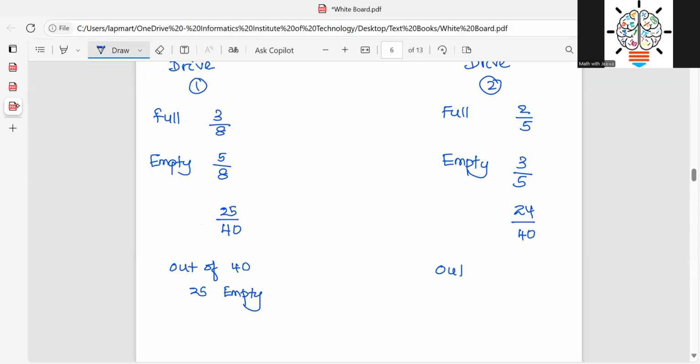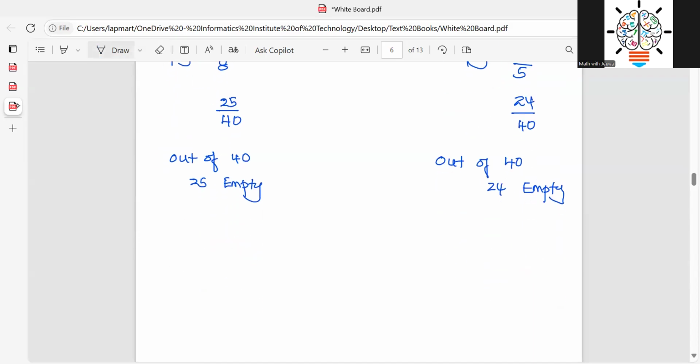Here, out of 40, 24 pieces are empty. Just imagine this is a cake and you cut it into 40 pieces. Out of 40 pieces, we know 25 pieces are empty. And the second drive, we also cut into 40 pieces. Out of 40 pieces, 24 pieces are empty.